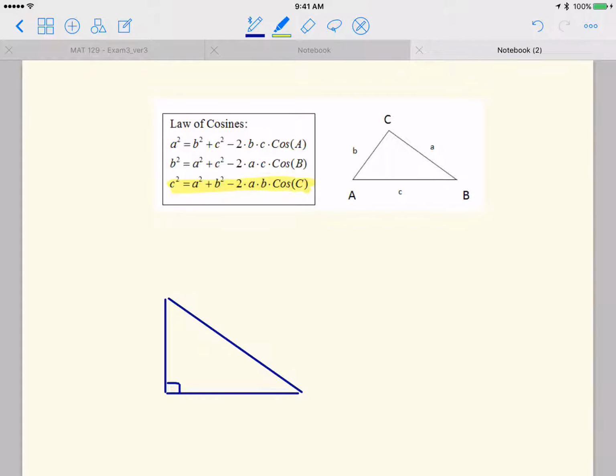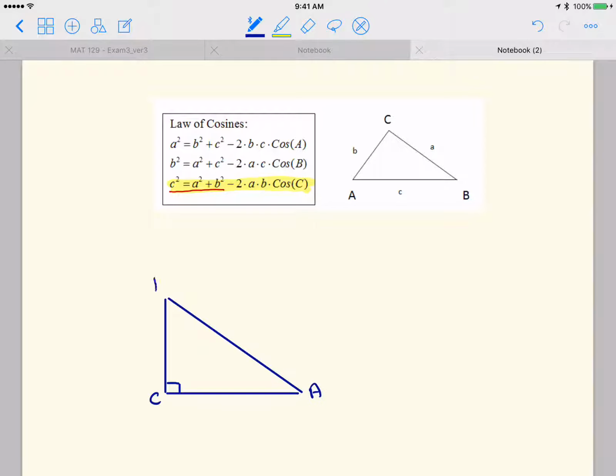Now, why do I remember that version? Because look what's in that version: c squared equals a squared plus b squared. The Pythagorean theorem. And so the Pythagorean theorem, technically, if you want to think about it, is actually a special version of the law of cosines.